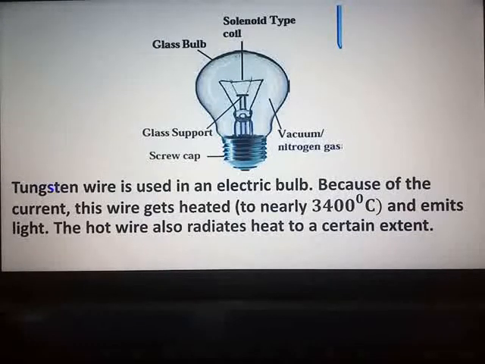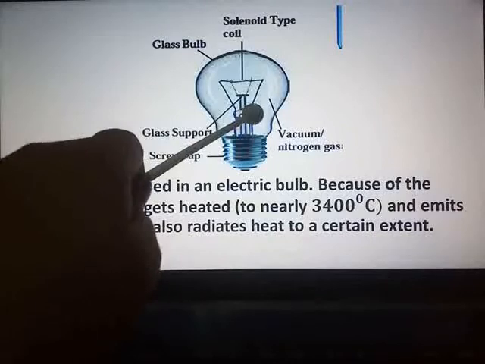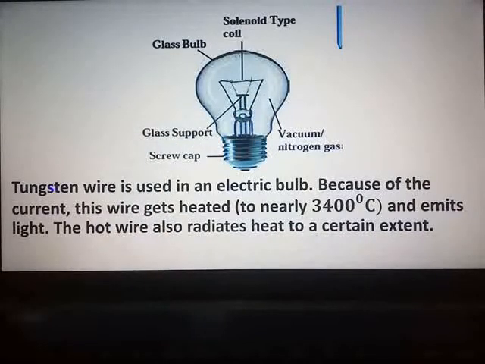Here you can see vacuum or nitrogen gas. The bulbs are usually filled with chemically inactive nitrogen and argon, which prevent oxidation of the filament and prolong its life. So this is about an electric bulb.